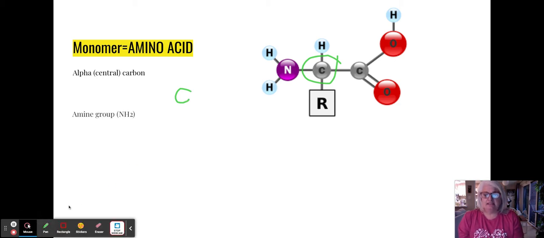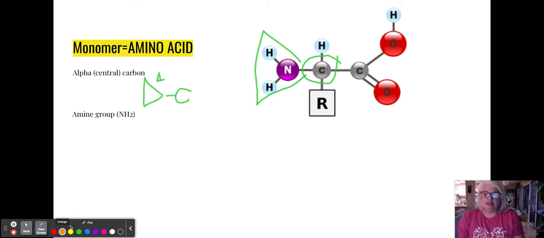The next thing it has is something called an amine group. You do need to know the name of it, but you don't need to know that it's NH2. However, the easiest way to draw this, if you notice, the shape is kind of like a triangle. So then you can put a bond and have a triangle. So that's your amine group, okay?